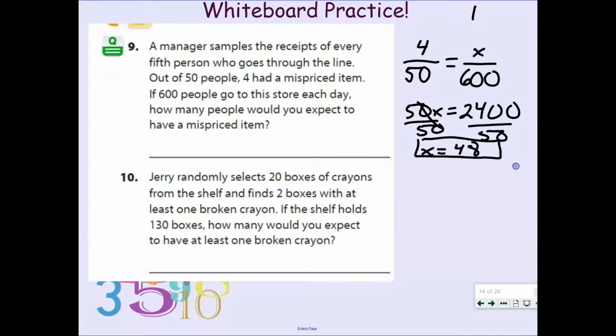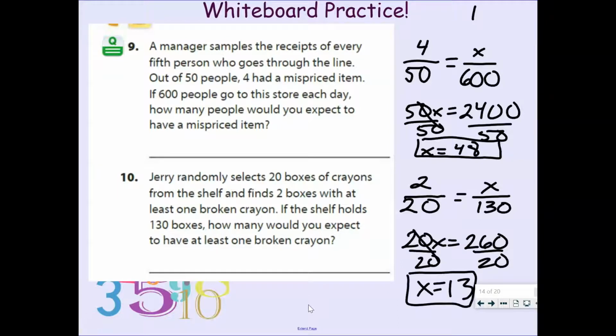All right, next one. Jerry randomly selects 20 boxes of crayons from the shelf and finds that two boxes have at least one broken crayon. If the shelf holds 130 boxes, how many would you expect to have at least one broken crayon? So go ahead and pause, and just write your proportion. All right, so hopefully this was your proportion. 2 out of 20 is our sample, and we want to know how many out of 130. So again, pause, figure out the answer.